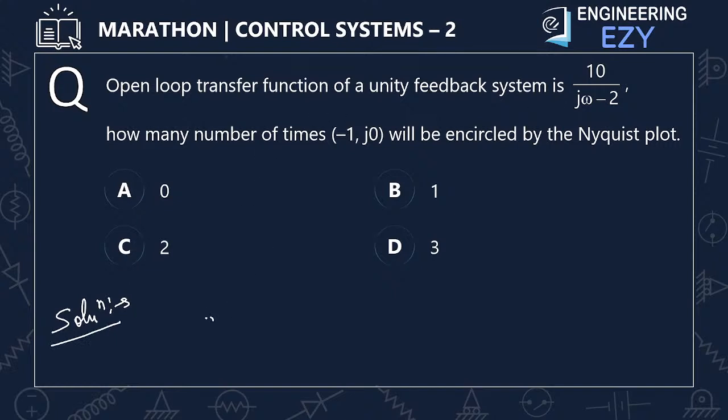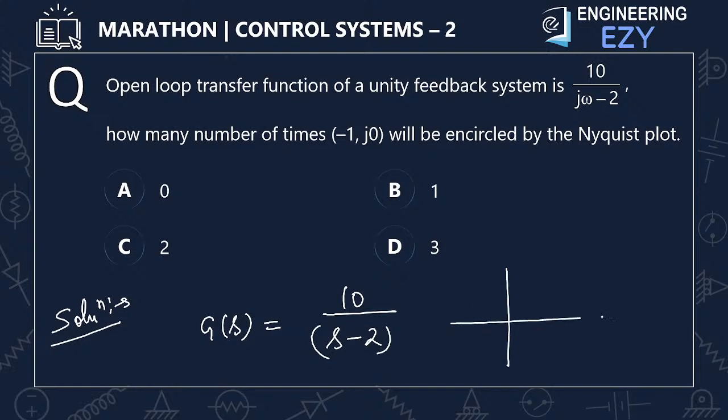So the open loop transfer function with unity feedback is K upon s minus 2. If you analyze G(s), one open loop pole lies in the right half of the S plane, because the pole is at s equals 2. And if one pole lies in the right half of the S plane, P is equal to 1. P is equal to 1.